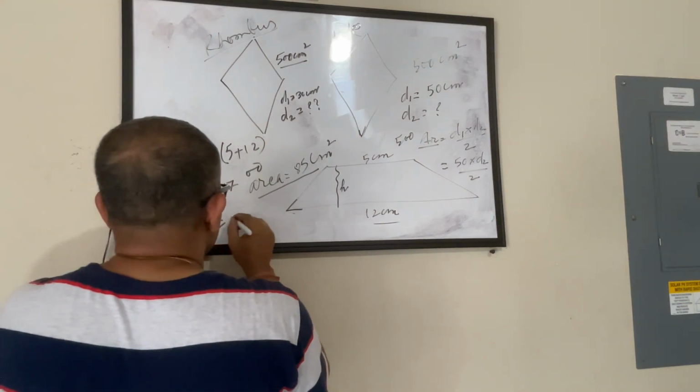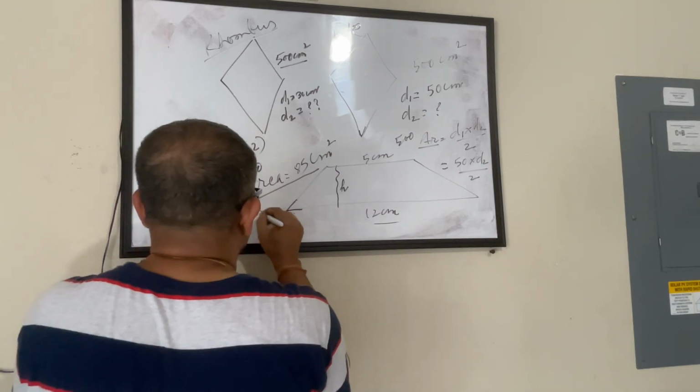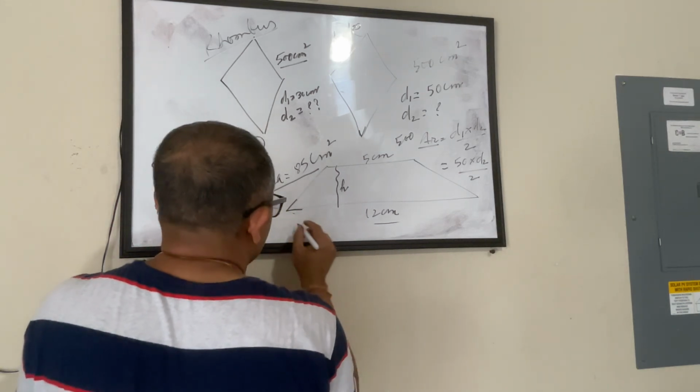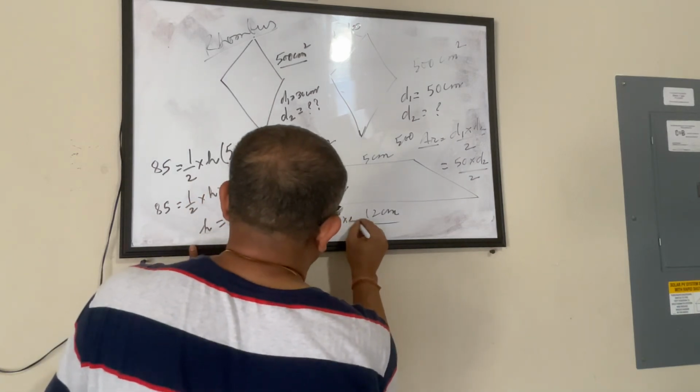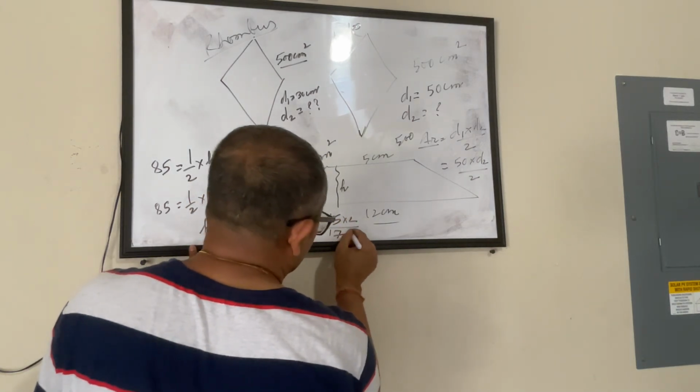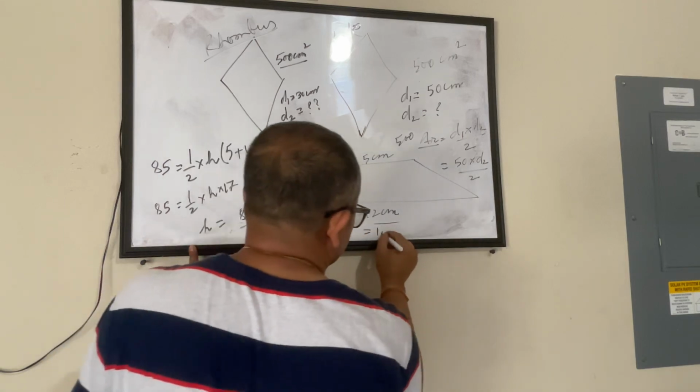So height equals 85 into 2 divided by 17. So 85 is 17, 5 by 85 into 2. We can do tic-tac-toe. This and this is gone. 10. She told you it was 10.